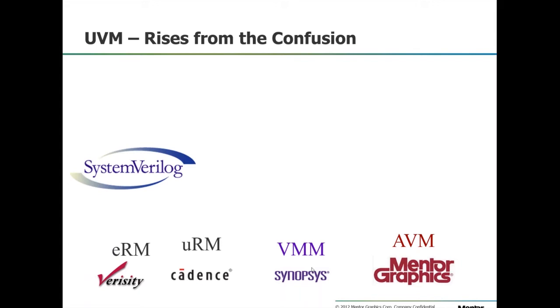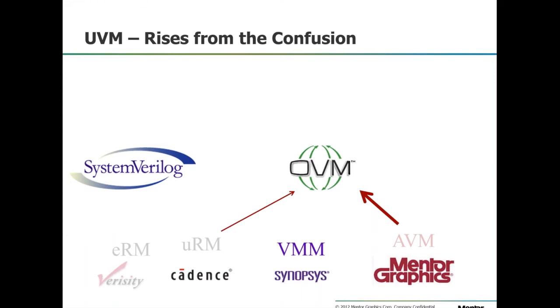And so what happened was we decided we should team up with Cadence, and Mentor and Cadence got together. We took most of the classes from our AVM. We took some of the coverage stuff from the URM, and we created what was called the Open Verification Methodology. And so that, again, was a full SystemVerilog methodology. It would run on both Cadence's and our simulator. So it was truly open. Any SystemVerilog compliant simulator it would run on.